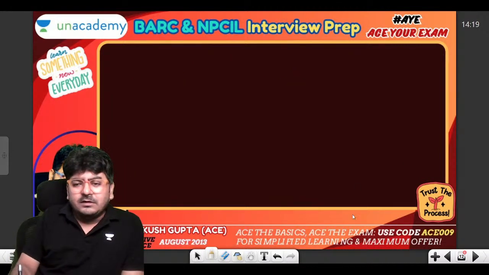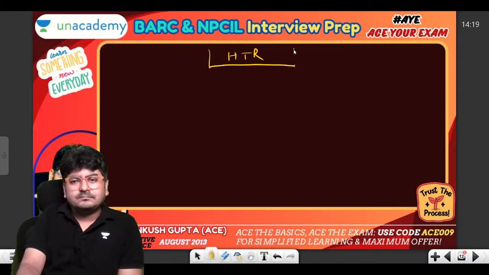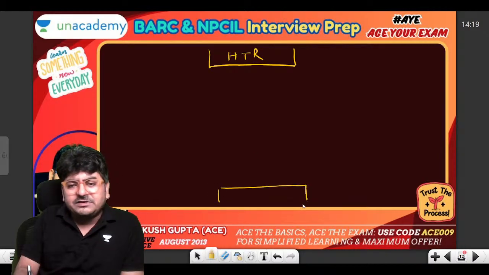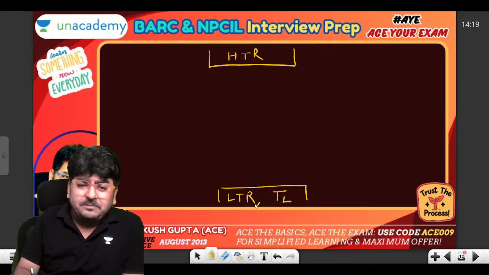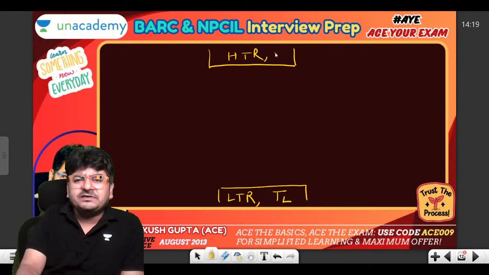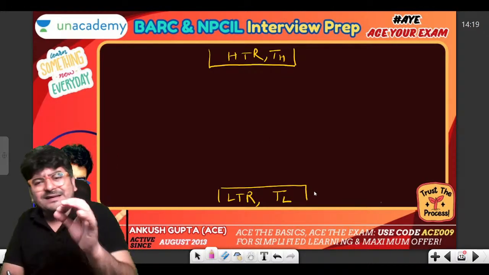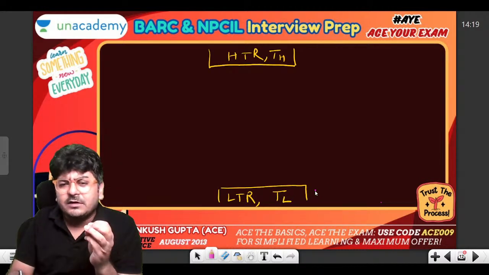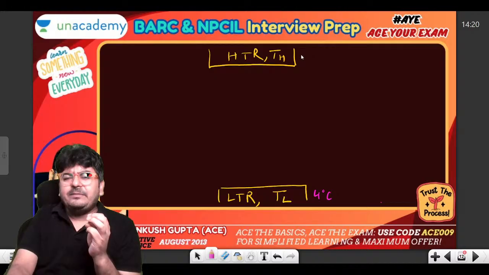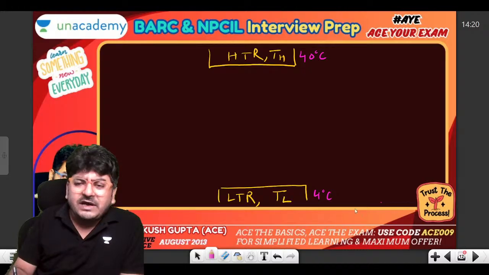Suppose there is a high temperature reservoir and a low temperature reservoir. Let's say the temperature of the low temperature reservoir is TL and the high temperature reservoir is TH. For better understanding, let's give some random values. Let's say the low temperature body is at 4 degrees Celsius and the high temperature body is at 40 degrees Celsius. Suppose. Okay. So what do I need to do?